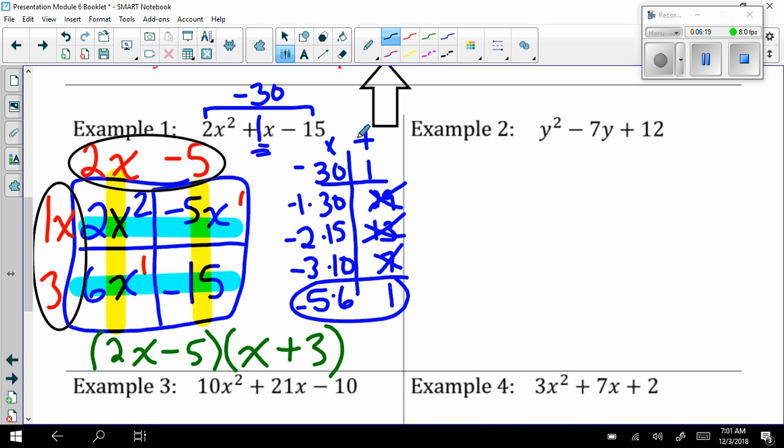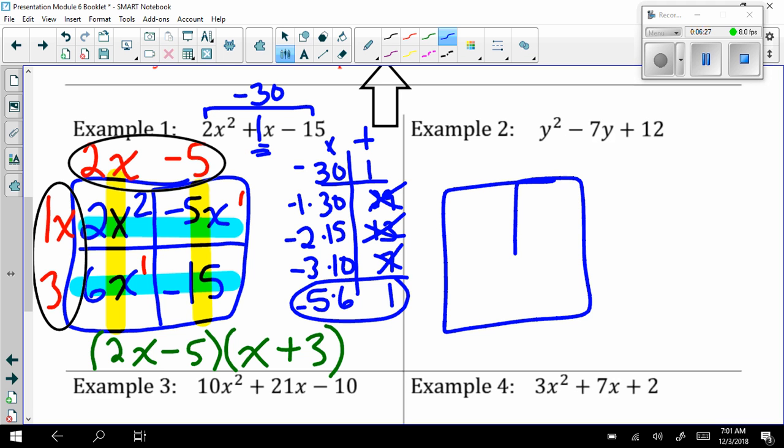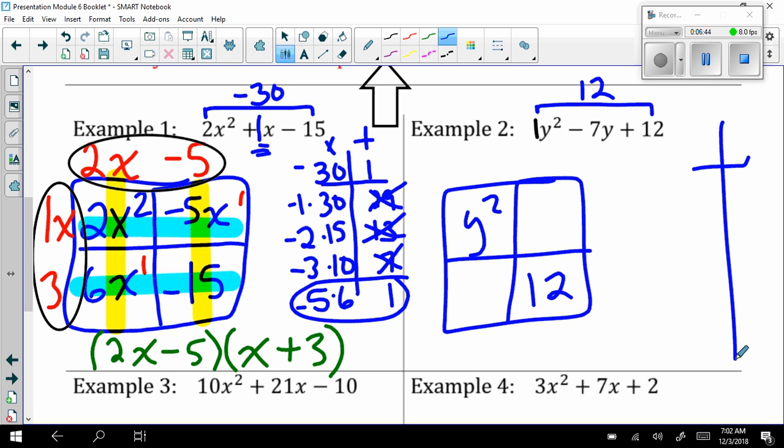Okay, let's do example 2. So again, first I'm going to start by drawing the box, putting your first and your last term. Remember, there's a 1 here. So now I'm going to multiply a times c, positive 12. And I want to multiply to 12, add to negative 7.